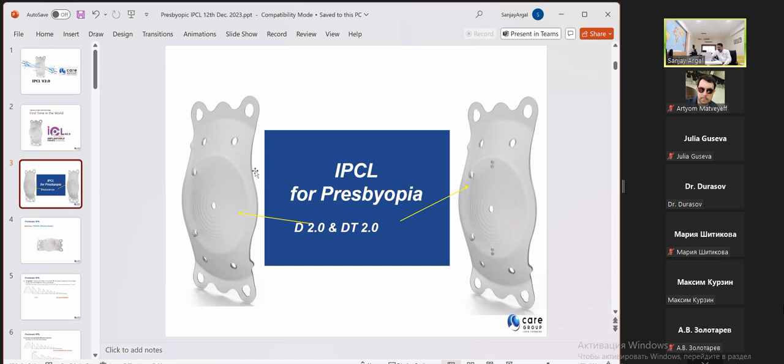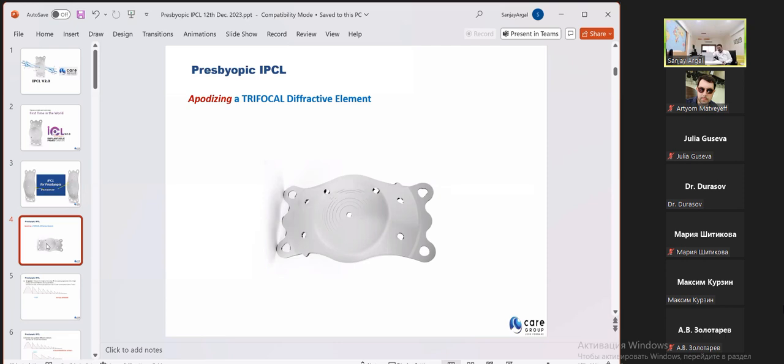So this is a presbyopic phakic IPCL, and we call it version 2. It is a diffractive and diffractive toric lens. This is the main device here, and this is a trifocal profile. On top of the IPCL, we put a diffractive structure.